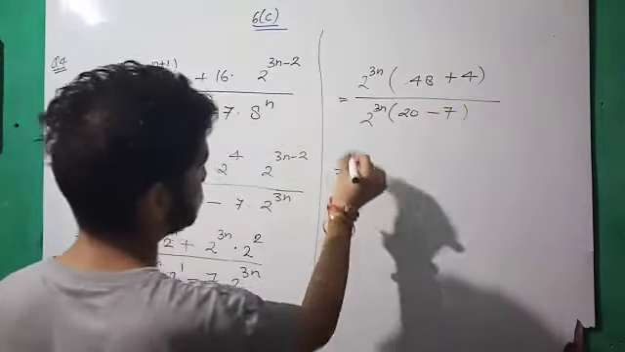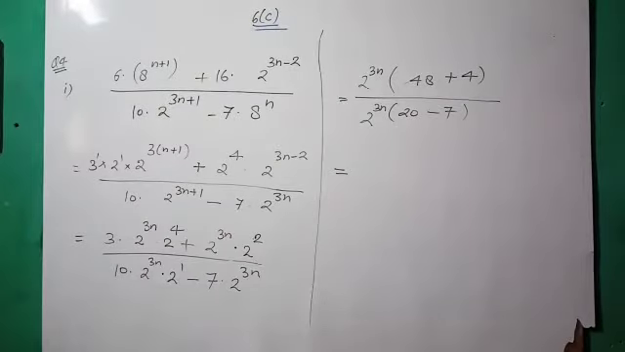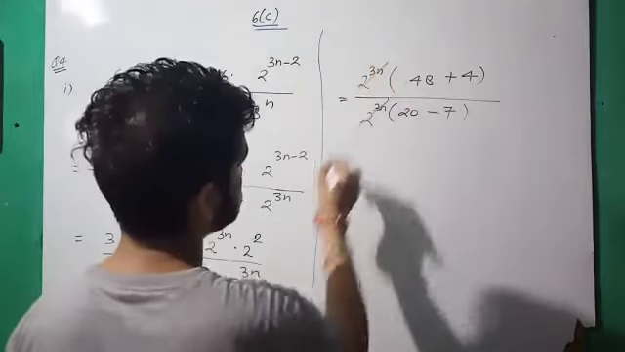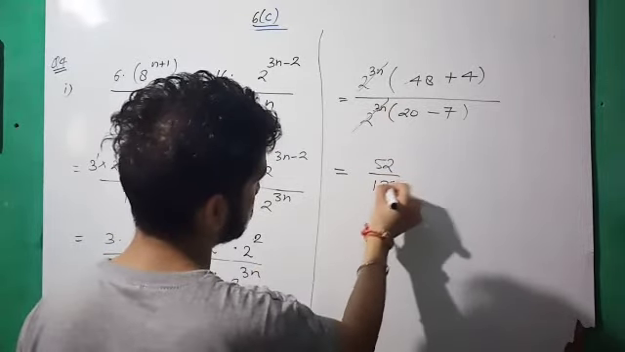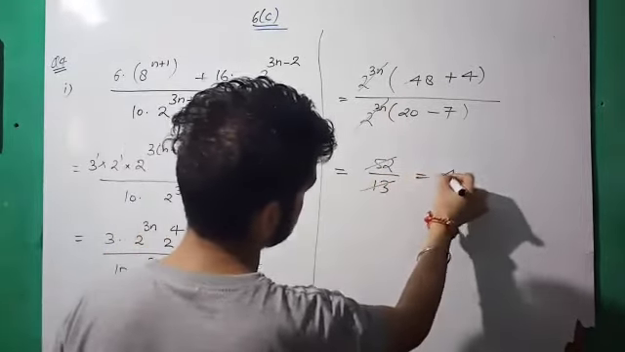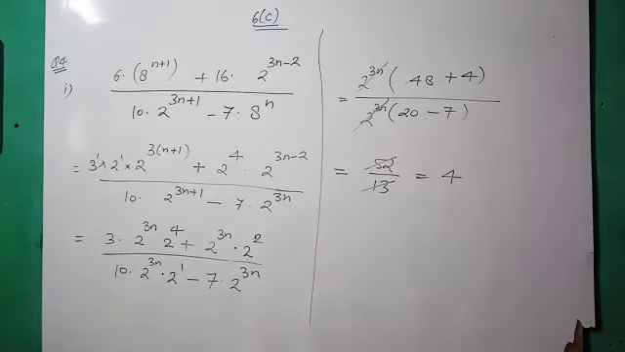Now minus, we have minus 7. Okay, this is the most important simplification. Okay, 2^(3n) cancels with this, 48 plus 4 is 52, upon 13, cancels with this, the answer is 4. Very important question for your exam also.